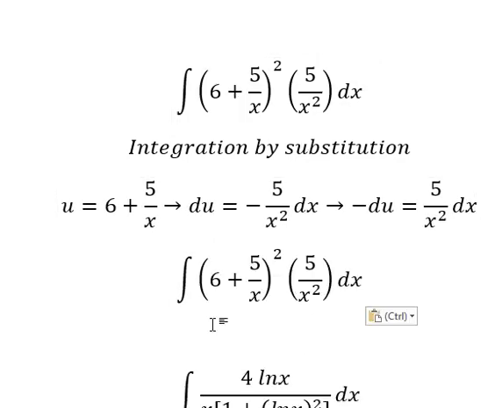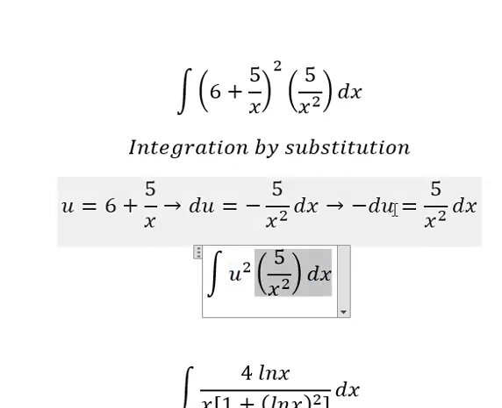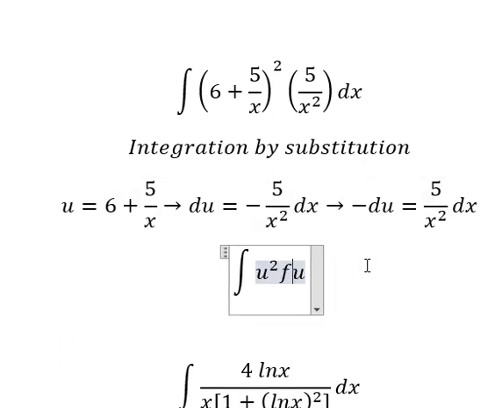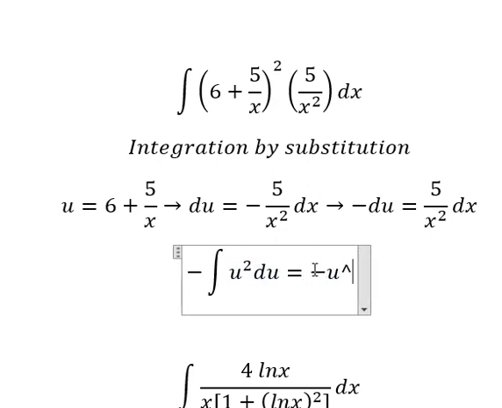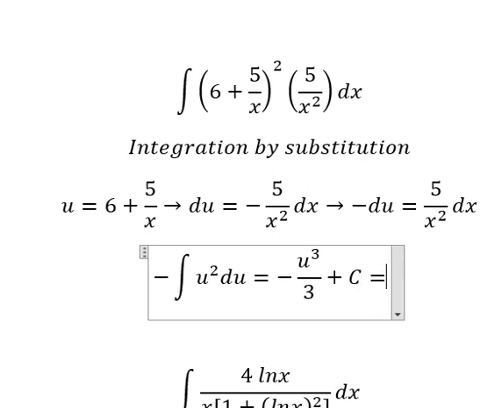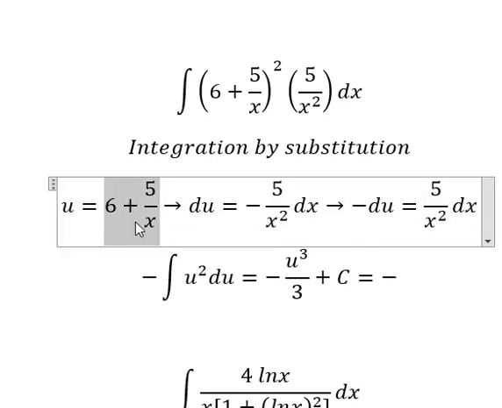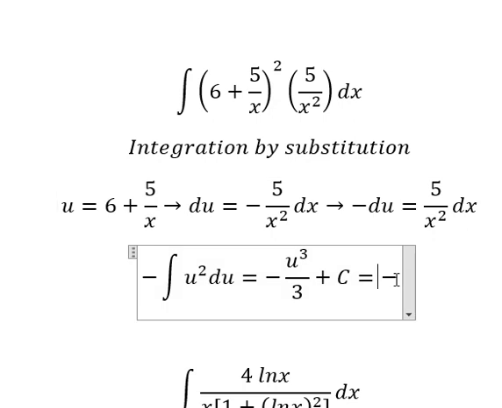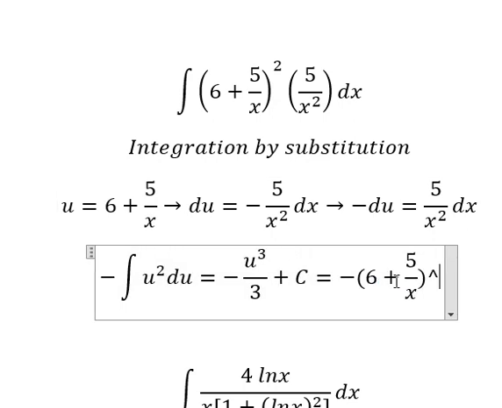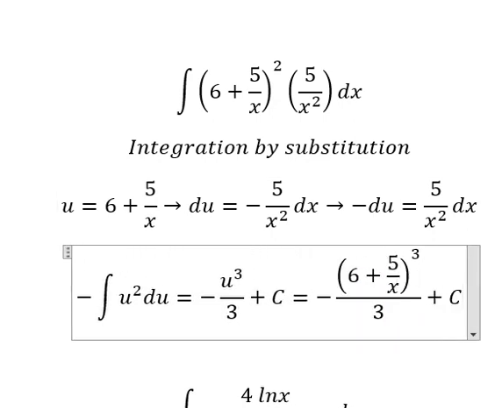Next, this one we change to u, and this one we change to negative du. The integration of this one we have like this, in terms of u, and this is the final answer.